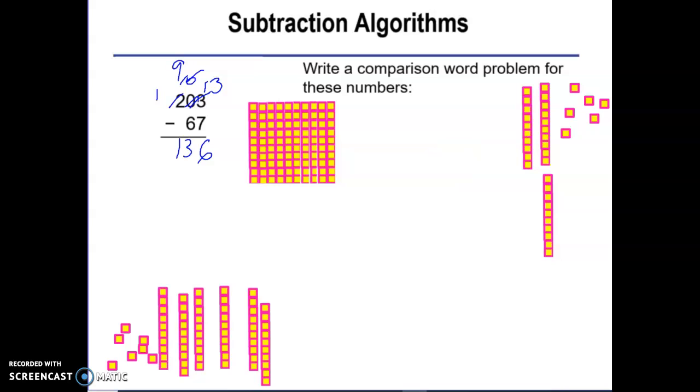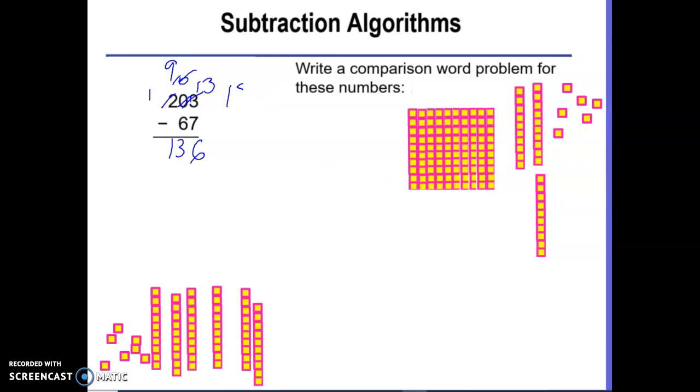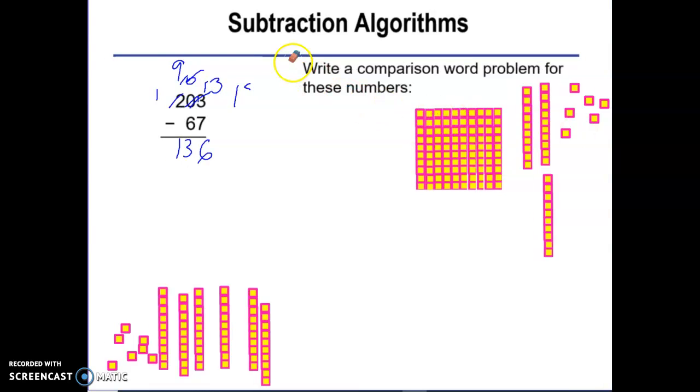Okay, so what I want you guys to do with this one is I want you to write a compare problem. And again, I just want to emphasize with compare that the top number is how many, let me do a different color so it doesn't get mixed up with my work over here. The top number is how many are in the first one.